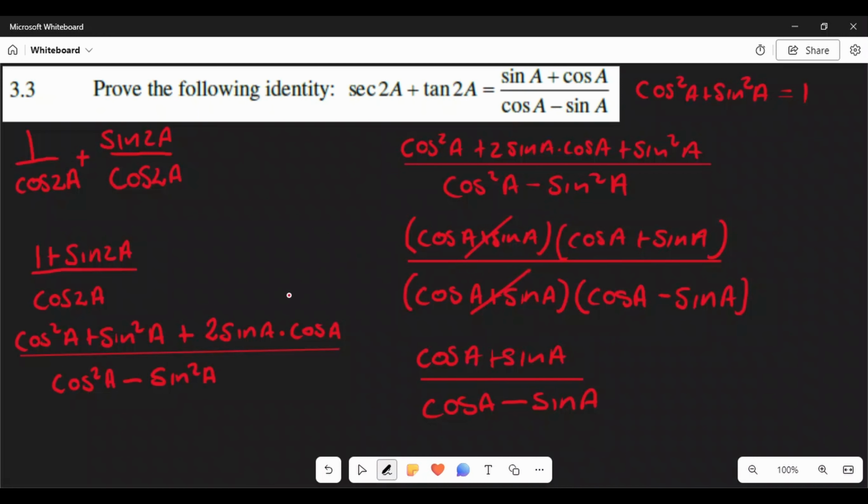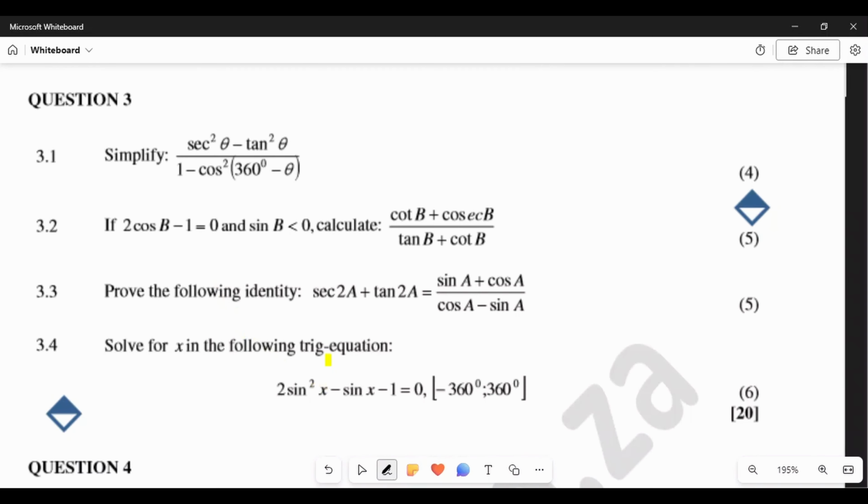Alright, guys, let's go and do the last question, which is 3.4. Right, guys, let's look at 3.4. For 3.4, they want us to solve for x in the following trig equation.